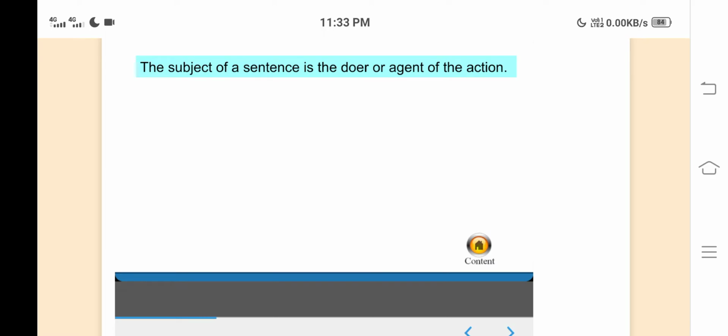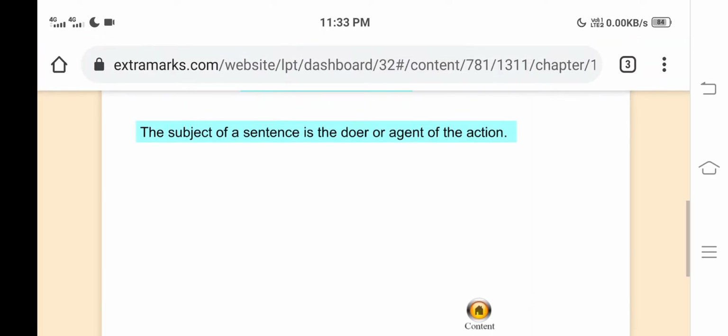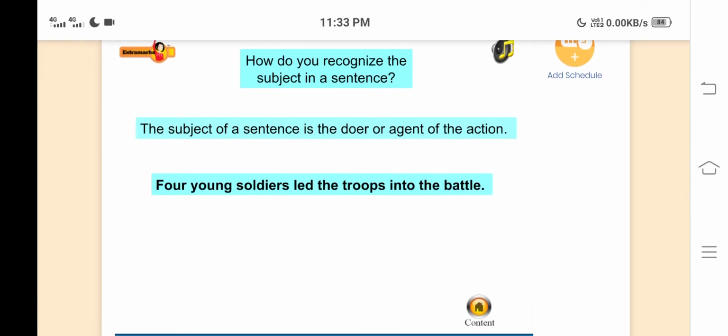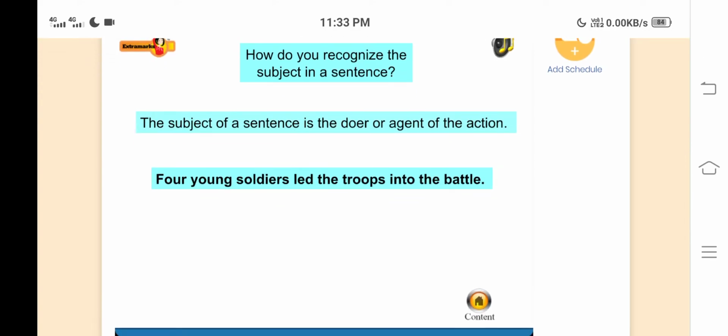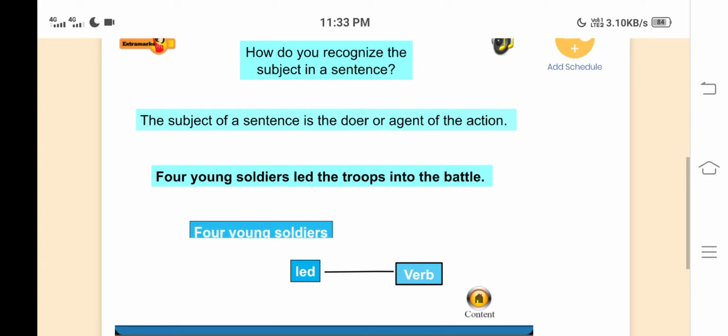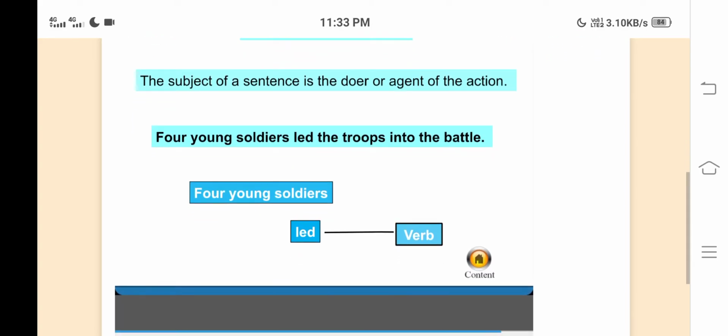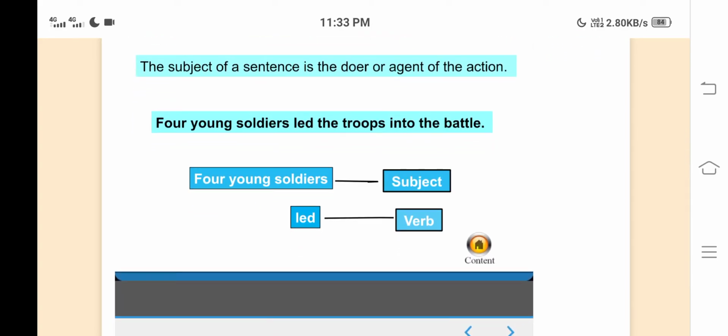How do you recognize a subject in a sentence? The subject of a sentence is the doer or agent of the action. What is the action in the sentence? Four young soldiers led the troops into the battle. The action is led. The question must be asked, who led? The answer is four young soldiers. Therefore, four young soldiers is the subject.